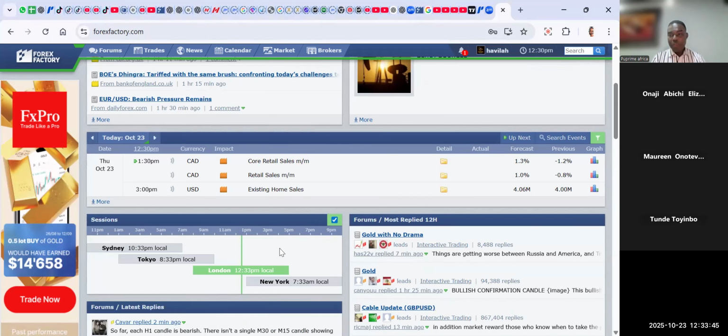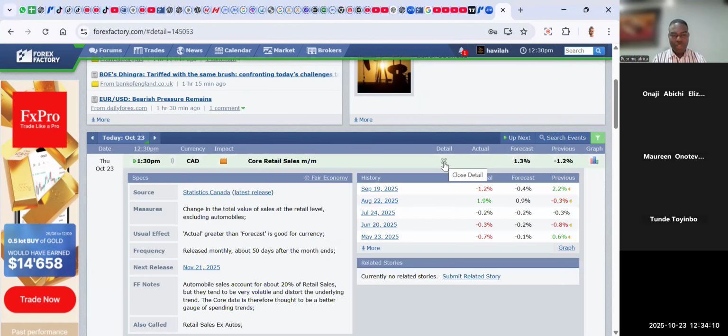All right, so we have a couple of events we anticipate to be released in the next hour. We're having core retail sales from Canada and retail sales. Both of them are medium impact events, but combined together, they will give some measure of volatility in the market. So core retail sales, let's check the information about it.